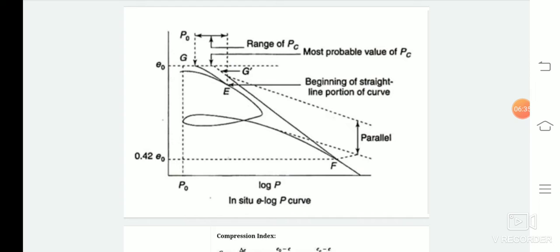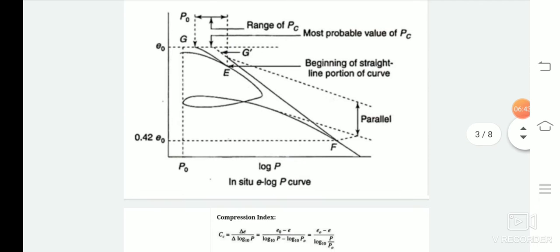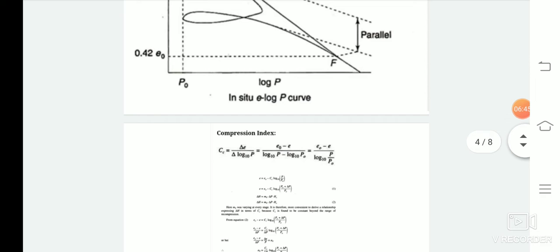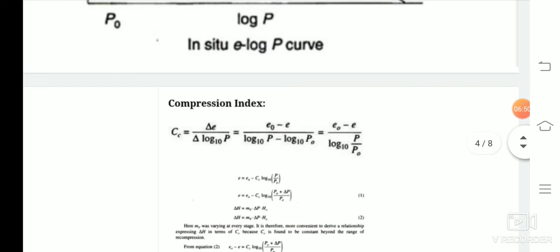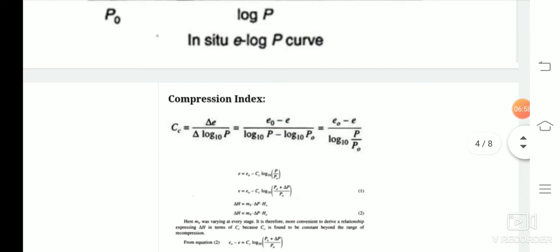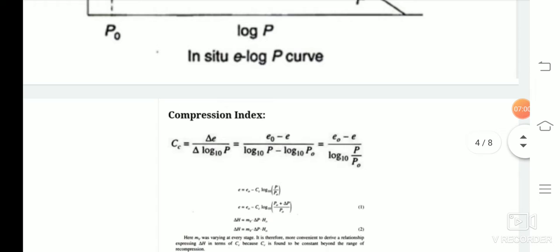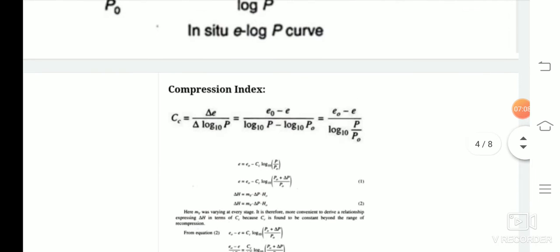Compression index is obtained from the virgin compression curve. The straight line portion of the virgin compression curve can be expressed by the following relationship given by Terzaghi: Cc equals e naught minus e divided by log of P by P naught, where e naught is the initial void ratio corresponding to the initial pressure P naught, and e is the void ratio at the pressure P.